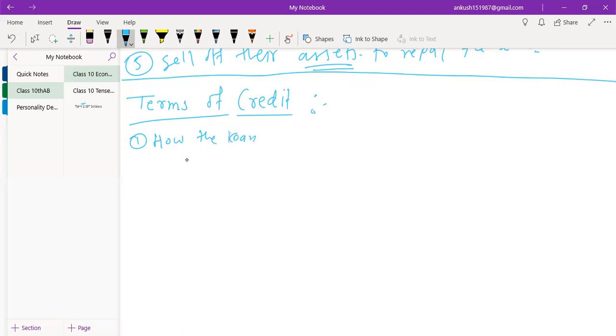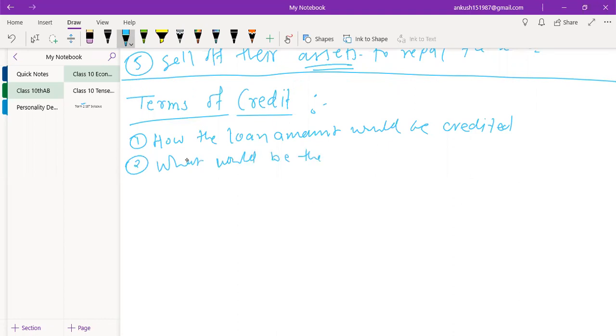Okay, so now terms of credit actually consist of two things. First, how the loan amount would be credited. Second, what would be the schedule, or we can say the form of repayment of the loan.